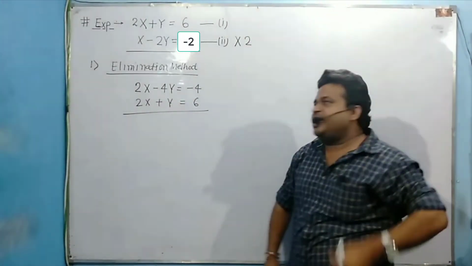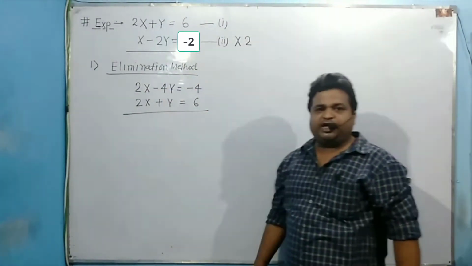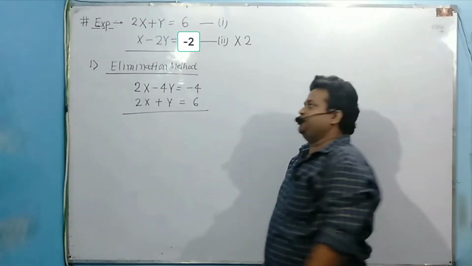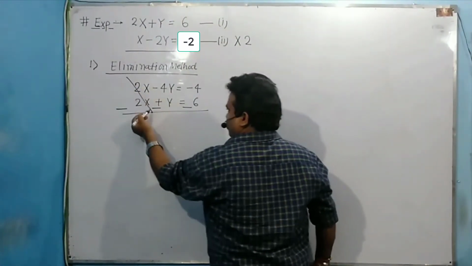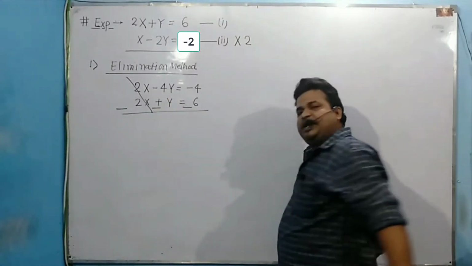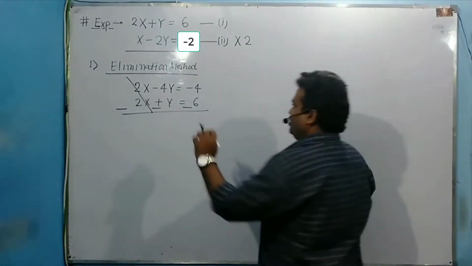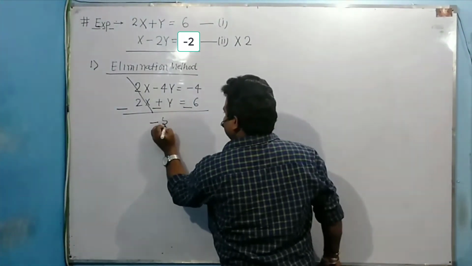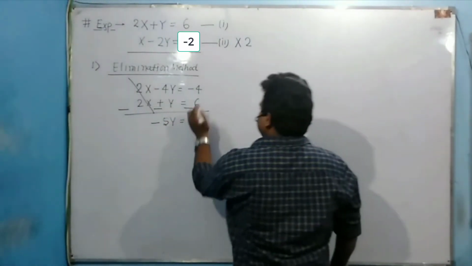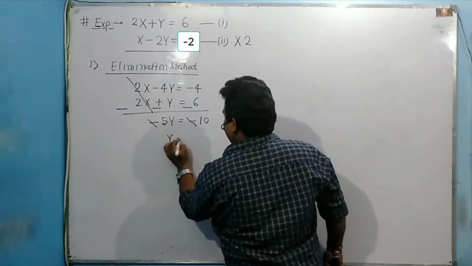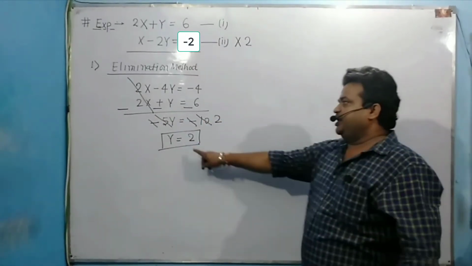Now since you have 2x and 2x both positive, to eliminate x from the equation you need to subtract both equations. So I am subtracting by changing the sign. This is plus 2x, this is minus 2x, gone. This is minus 4 minus y. Whenever the two signs are the same, you have to add both the variables. Now this is 4y, 1y, you will get minus 5y is equal to minus, again the same sign, so 4 and 6 comes 10. Minus gone, and when you divide 10 by 5, you will get y equal to 2.